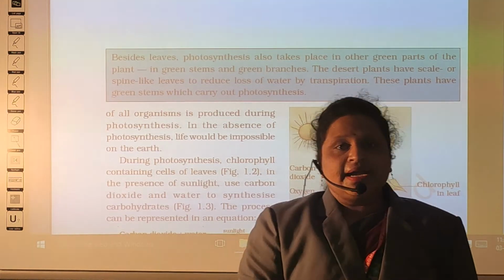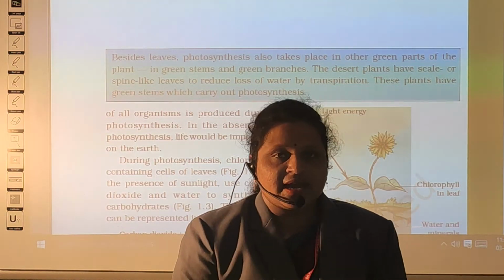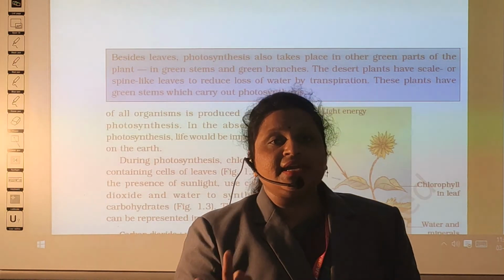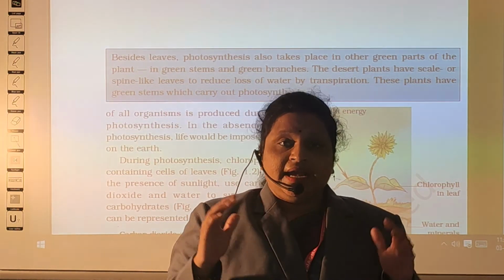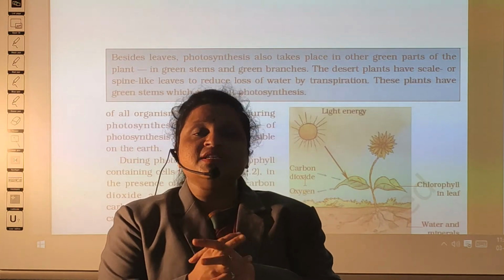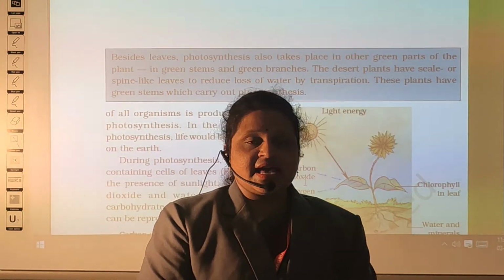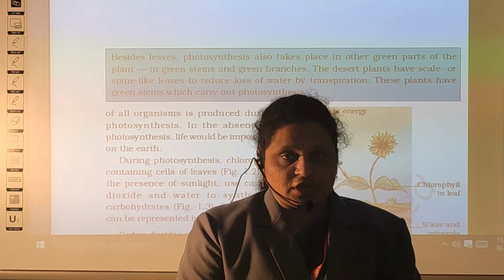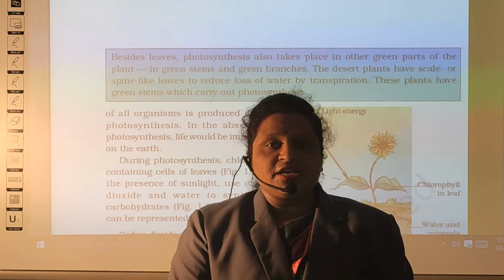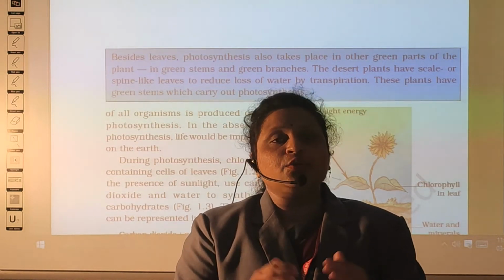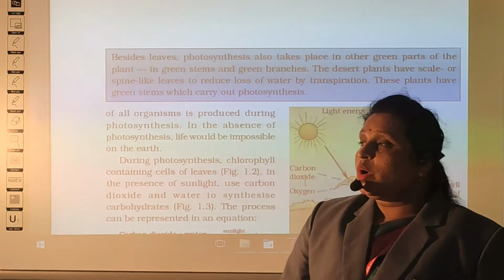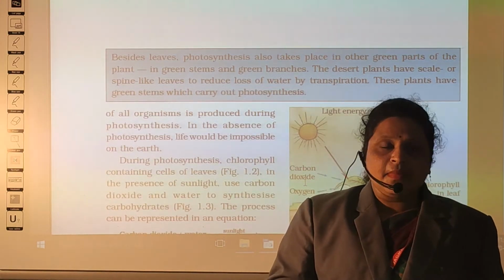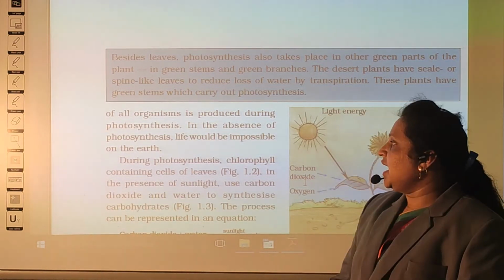Now you saw a desert also has plants, yes? But their roots are very big in size and their roots are green in color. So why? In roots also the photosynthesis process is taking place. Transpiration means loss of water. So by reducing transpiration, they save their water in their stems. So the photosynthesis process takes place in the leaves, green stems and green branches as well.